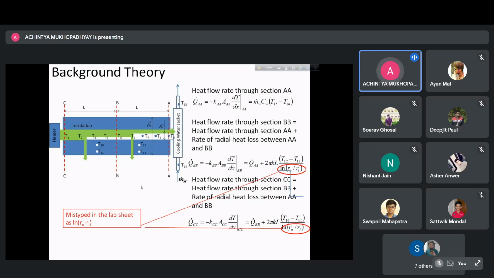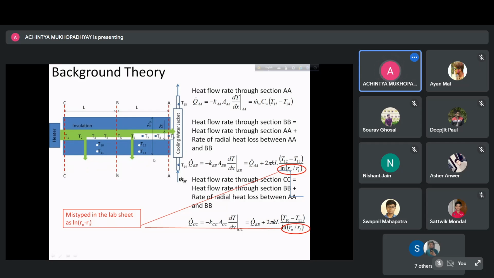So we can assume that the entire heat energy difference between sections BB and sections AA would be due to the heat transfer through the insulation between the sections AA and BB.